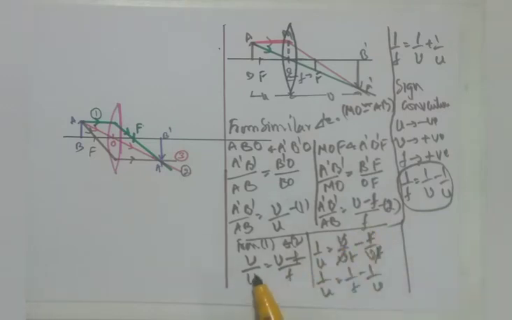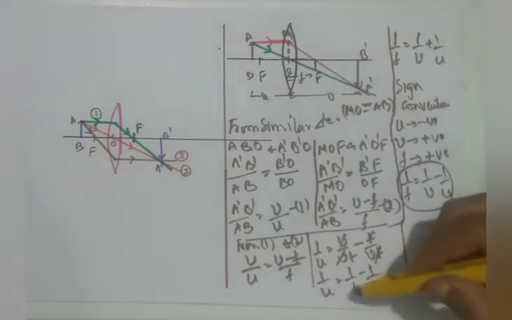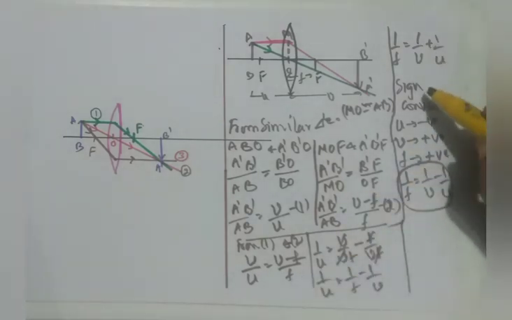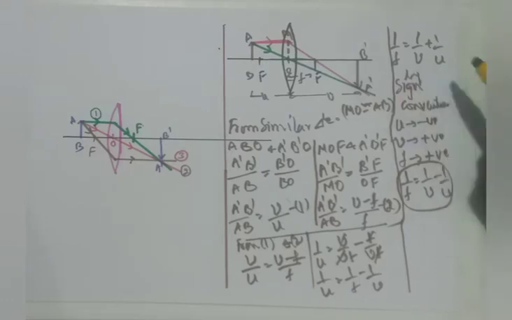So from 1 and 2, as left hand sides are equal, right hand sides must be equal. V by U equals V minus F by F. We take V onto this side and separate the denominator. We get 1 by U equals 1 by F minus 1 by V. But transferring this onto that side, 1 by V plus 1 by U, we get sign convention. By sign convention, we get U negative, V positive, F negative. So we have 1 by F equals 1 by V minus 1 by U. This equation, even though we have derived it for convex lens, is also true for concave lens.